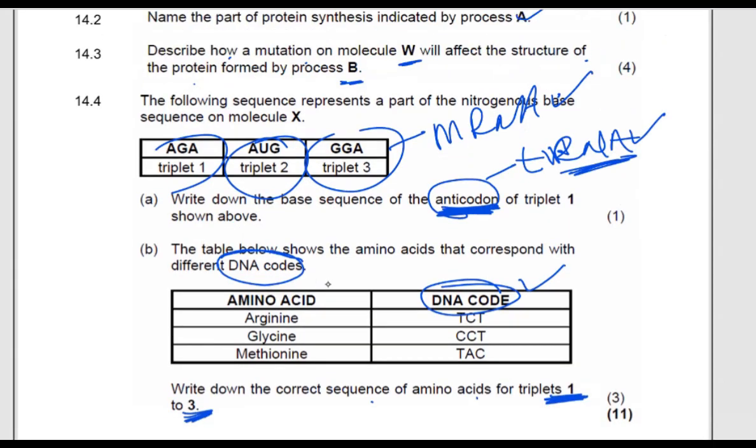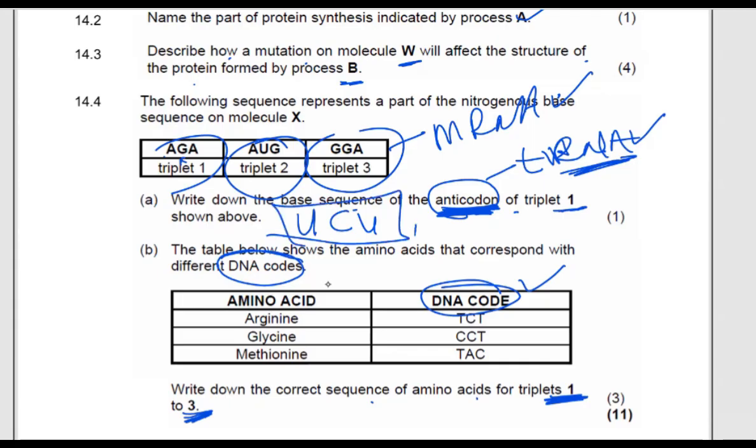This is a different question. Write down the base sequence of anticodon of triplet 1. So it means that because this is messenger and this is transfer RNA, therefore I just need to convert this. A goes with U, G goes with C, A goes with U. So that is the first answer.